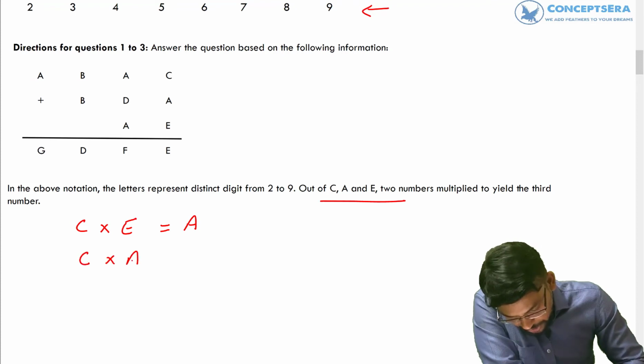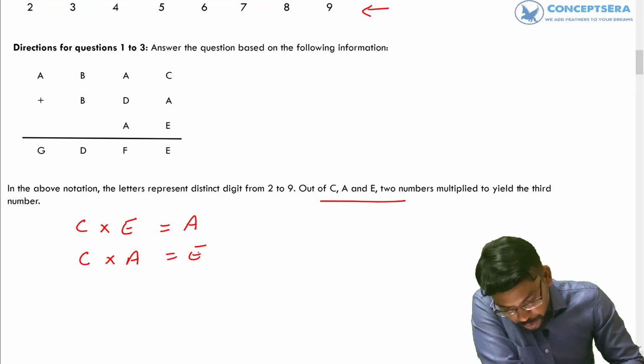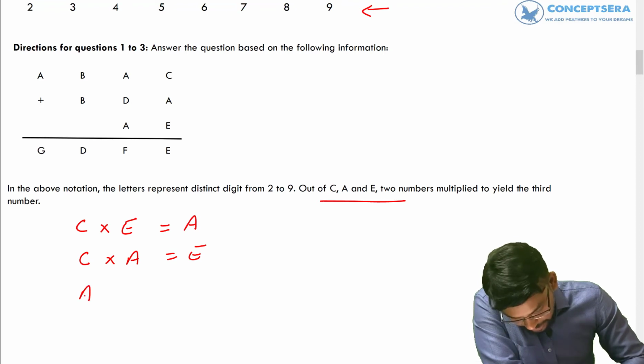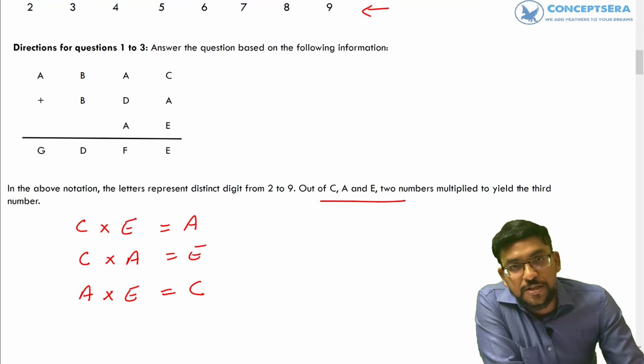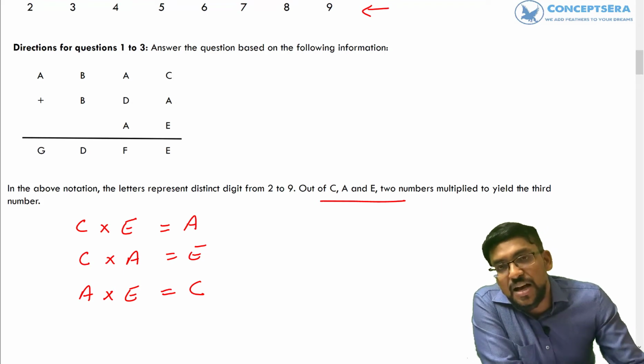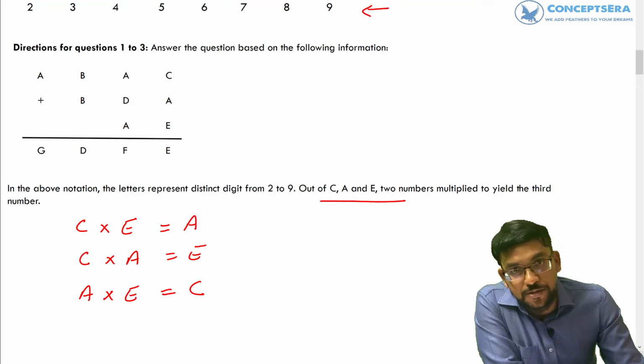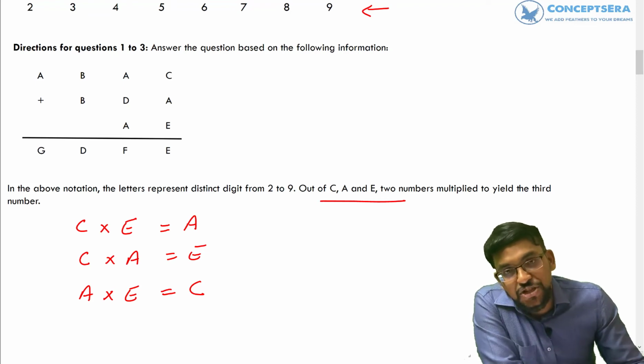C into A is equal to E, another possible case. And A into E is equal to C, the last possible case. These letters are representing single digit numbers. So we have to see what digits are satisfying these conditions.